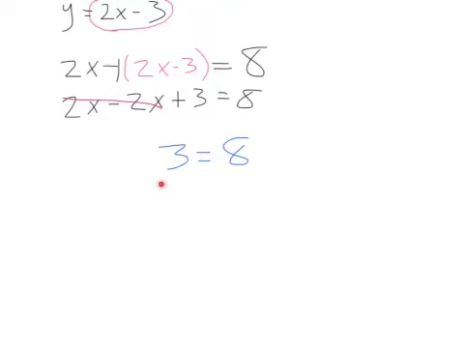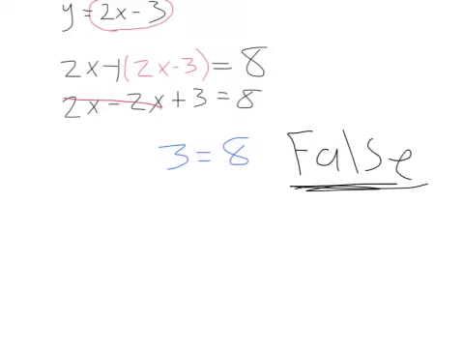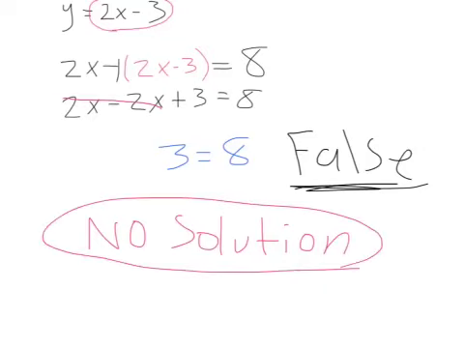Now, you should be scratching your head here. How does 3 equal 8? Well, it's not true. This is false. 3 does not equal 8. So when you get this case, when you solve and you get something that is not true, something that is false, your answer is no solution. You might have guessed that. No solution. Okay. Recap, remember: solving, getting one variable by itself, plugging it in.